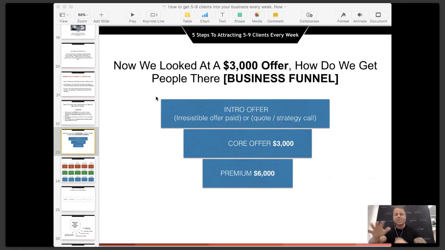So at the top of this, this same funnel works for everyone. If we look at it, an intro offer. So at the top of the funnel, essentially an intro offer would be an irresistible offer paid. That's if you're in a product-aware marketplace. So if I look at the gyms, for example, people know if I go to the gym and I eat healthy, I lose weight. So they're very product-aware that a gym is a product.